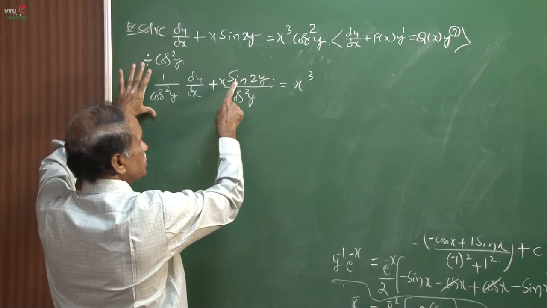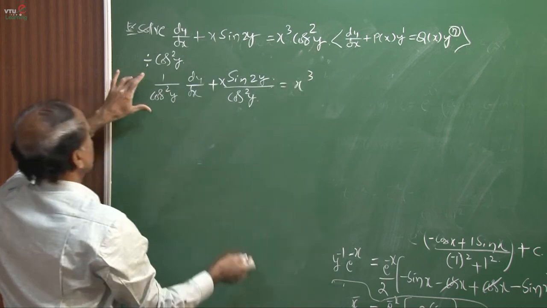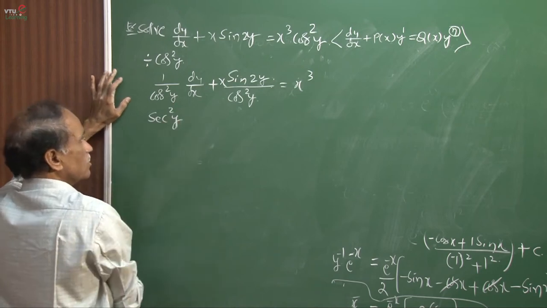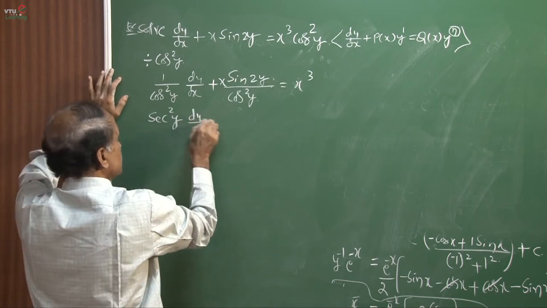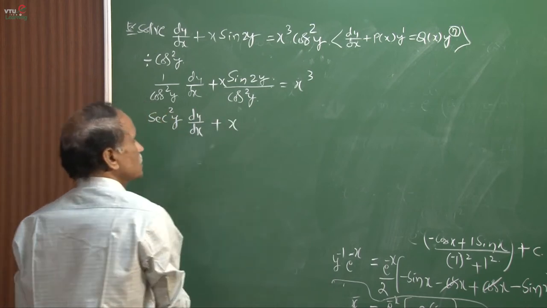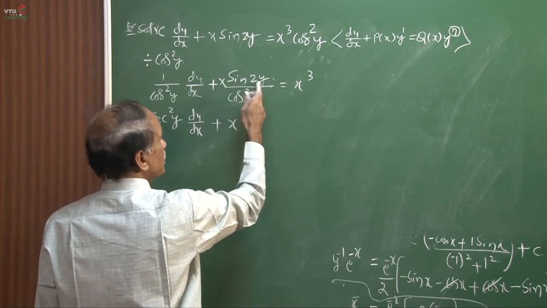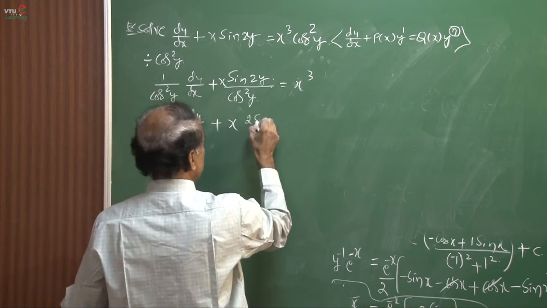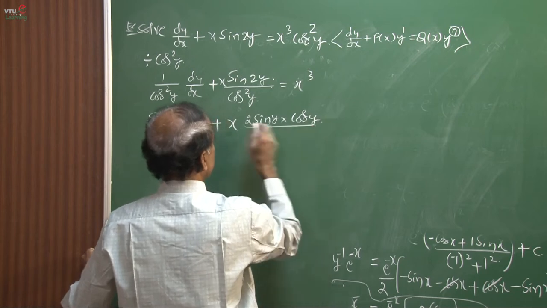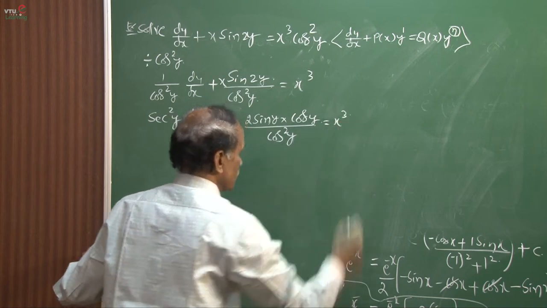And here it is a combination of sin 2y divided by cos square y. Here cos square y is removed. What is 1 by cos square y? It should be secant square y according to your trigonometric formula. That is dy by dx plus x into sin 2y. Now apply the sin 2a formula: 2 times sin y into cos y divided by cos square y, that is equal to x cube.